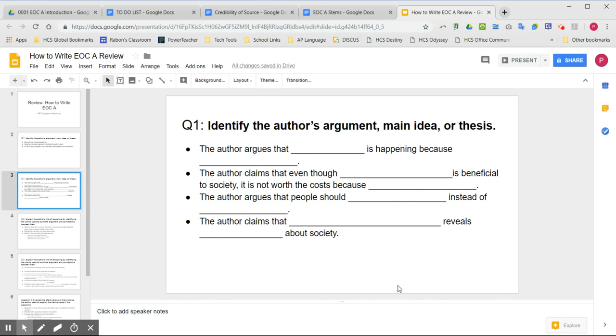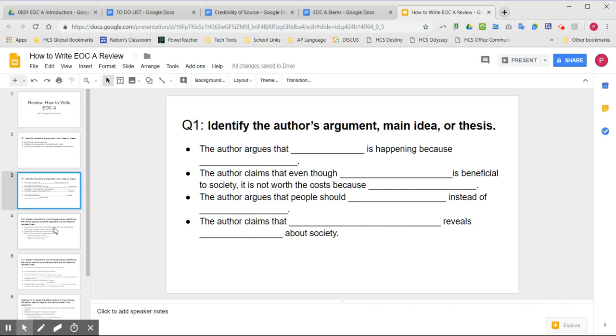In all of these, be specific. All right. The vaguer you are, the less likely you are to score points. So instead of saying the author argues that war is happening because there's disagreements in society, that might be too vague. The author argues that conflict is happening in the Middle East because there are disagreements between different religious factions. That would be more specific and more of what they're looking for.